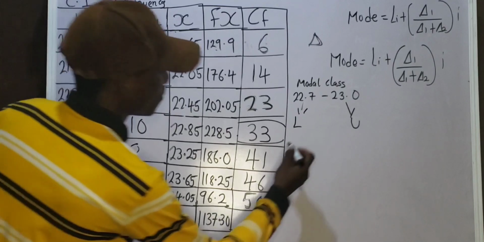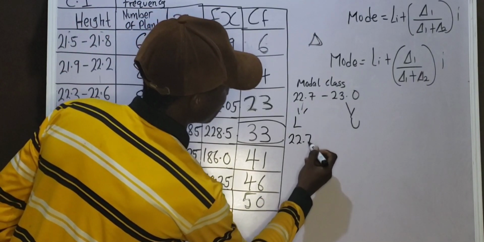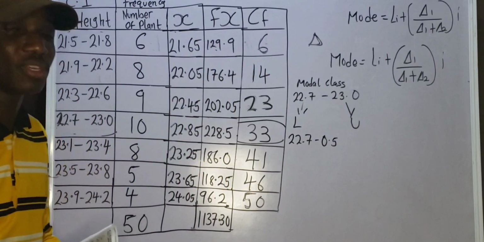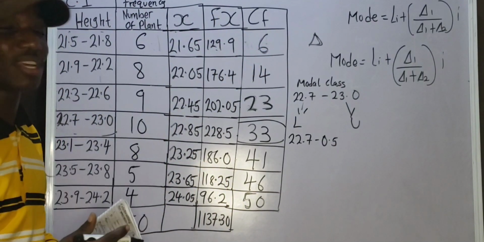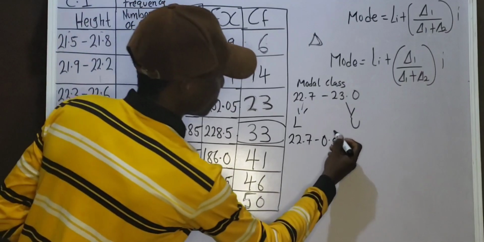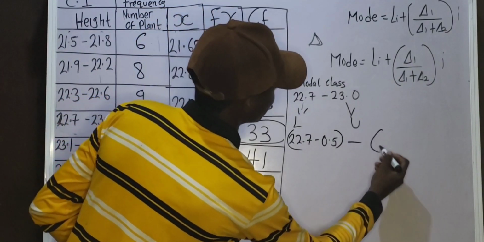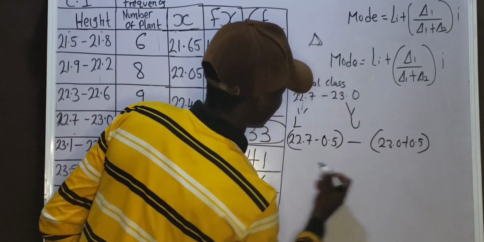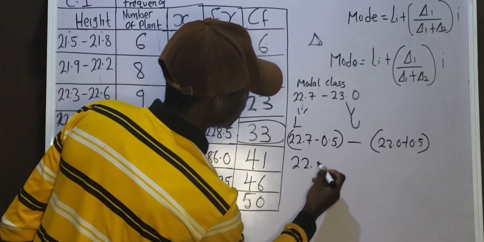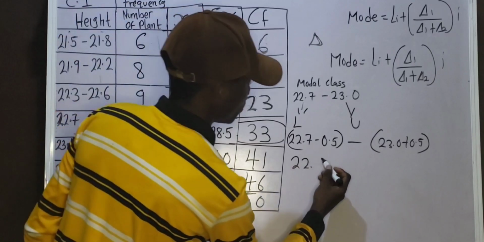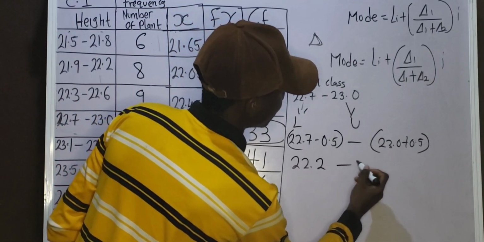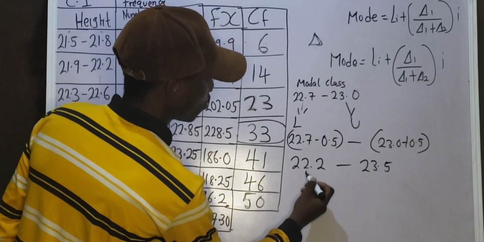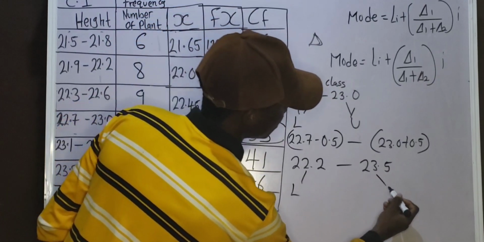Do you understand? So for this, I'm going to have 22.7 minus 0.5. I have already done it the other time when I was calculating for myself, but for you to understand, let me repeat the same process, okay? So for this, I'm going to have 23.0 plus 0.5. So this will be what? 22.2 and 23.5. So this is the lower class boundary and this is the upper class boundary.